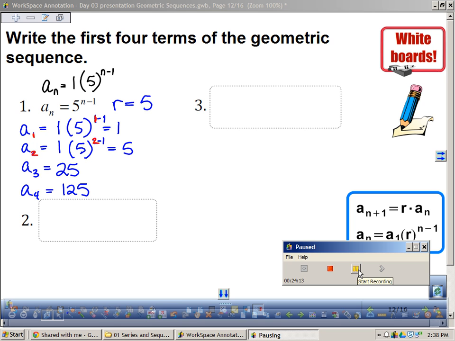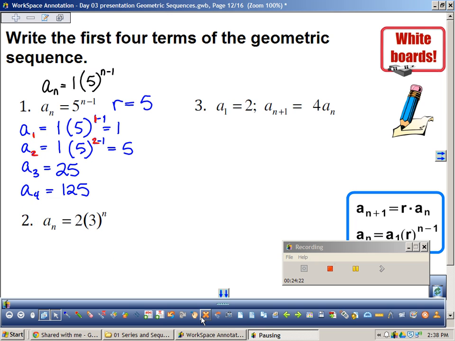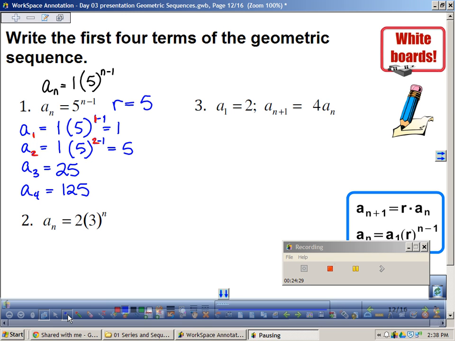Normally I would do whiteboards right now, but we're crunched for time, and I want to get you at least one more example, so let's see which one you want. Let's do number 3.